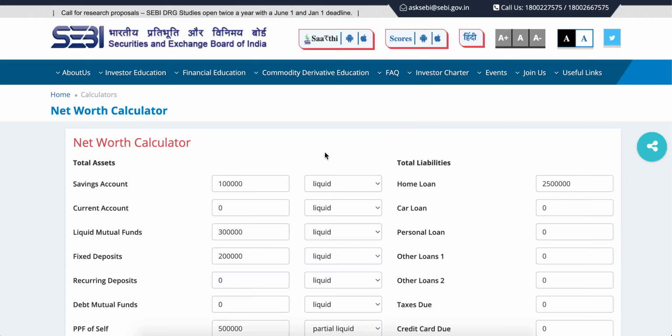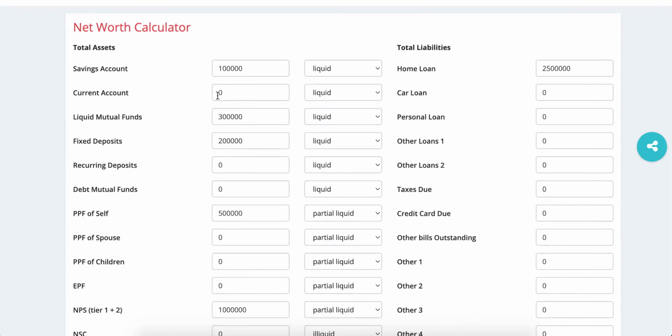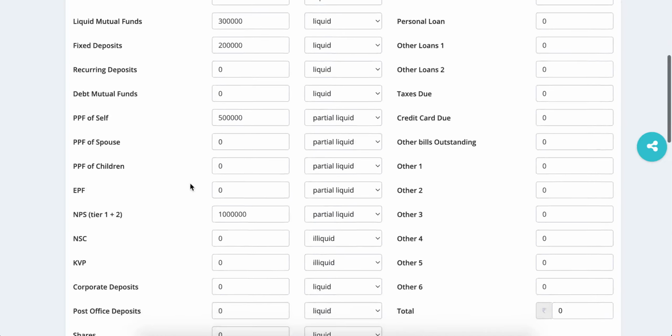So this net worth calculator has got two panels. On the left panel, you can enter your total assets. You can see some typical assets are named here, and the type of liquidity is also mentioned. You can always change the type of liquidity from liquid to partially liquid to illiquid for any asset that you see, depending on your actual investment, and you can enter the money that you hold currently in all these assets.